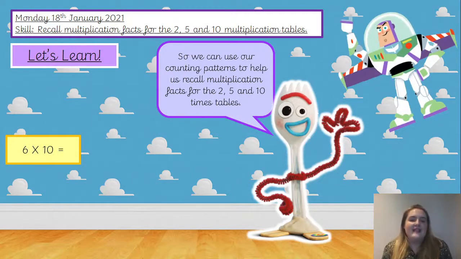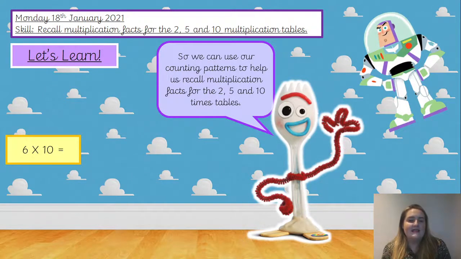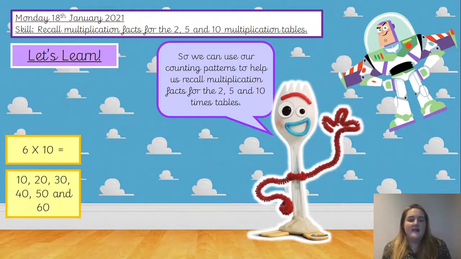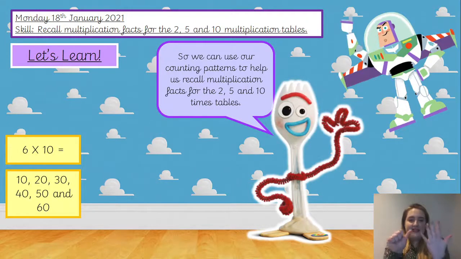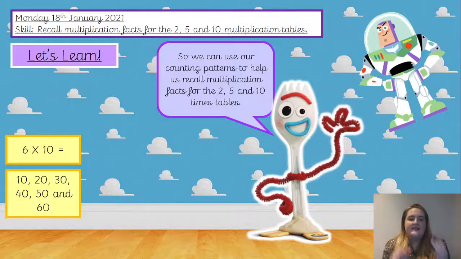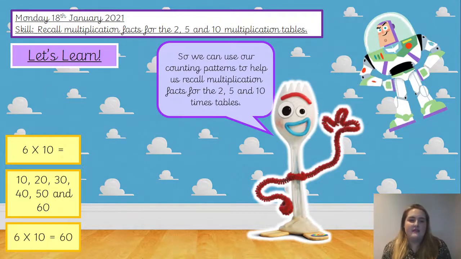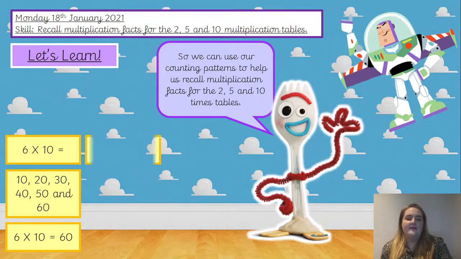We have got 6 times 10, so we can solve this by counting in 10 6 times. So let's do it together then. 10, 20, 30, 40, 50, 60. So we know then that 6 lots of 10 is 60, so we can write the answer at the end of our number sentence. Let's have a look at another example then.